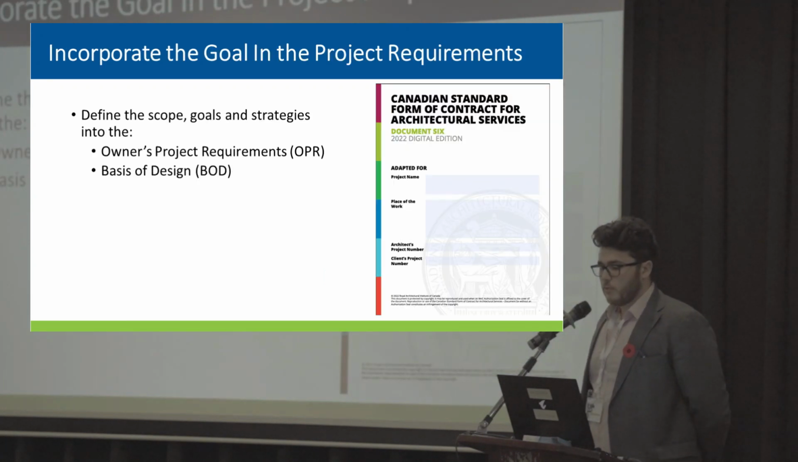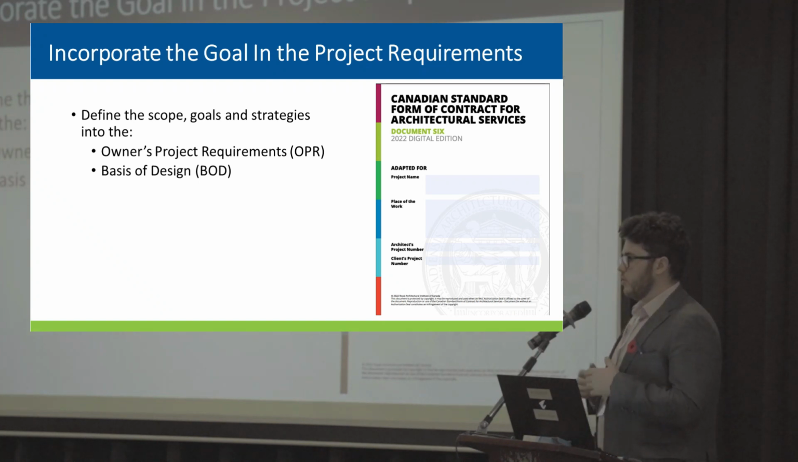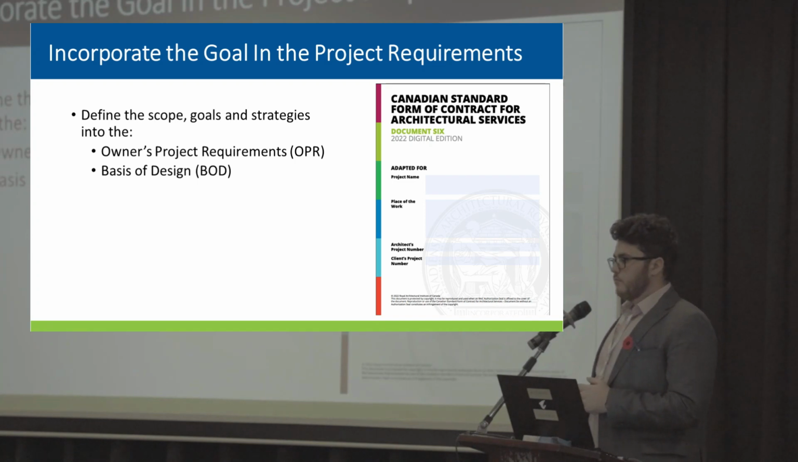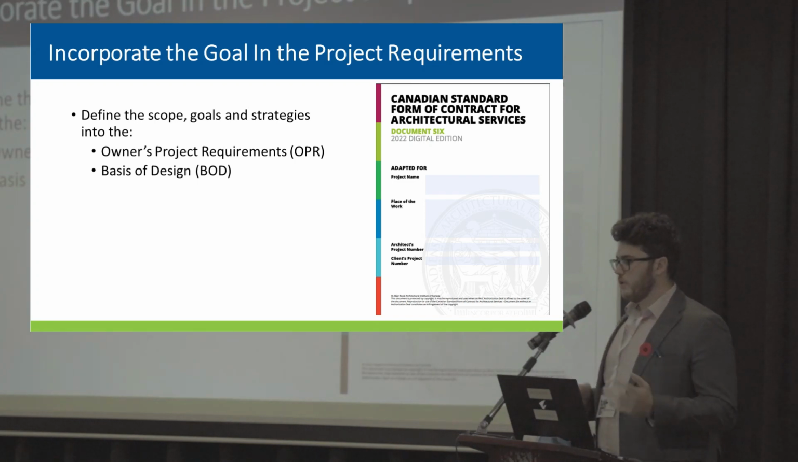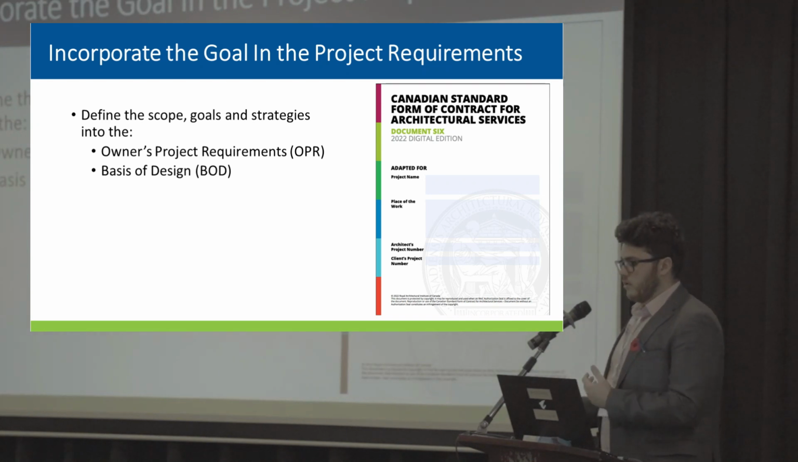So you want to incorporate the goal in the project requirements. So the owner's project requirements, which is the owner gives what he wants, what they want the building to be. Zero energy, they want so many units, so many square feet. And then the team takes that and they build a basis of design that they then submit back to the owner. So how they're going to meet those requirements, the owner is then given them.